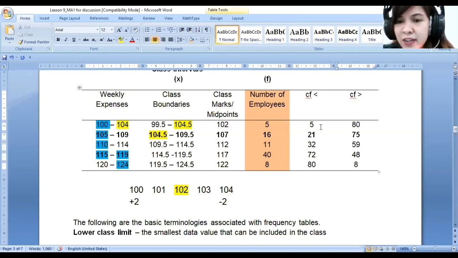Bakit po siya tinawag na CF less than? Kasi, is 5 less than 21? Pababa. Basahin natin siya pababa. Is 5 less than 21? Yes. Is 21 less than 32? Yes. Is 32 less than 72? Yes. Kaya siya CF less than.